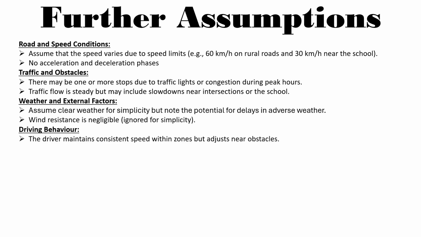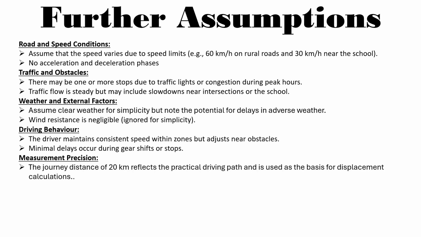Then for our driving behavior, we can say the driver maintains a constant speed within zones, but adjusts near obstacles. And again, that adjustment is ignoring acceleration and deceleration. We're not taking into account delays on stops. So if, for example, we assume that the traffic lights are red for 2 minutes, we keep it at 2 minutes; we're assuming there are very few delays as we work with stops. Then for precision, the journey distance of 20 kilometers reflects a practical driving path and is used as the basis for displacement calculations. This may not be 100% accurate because we may not take into account the fact we're going around parked cars and so on.